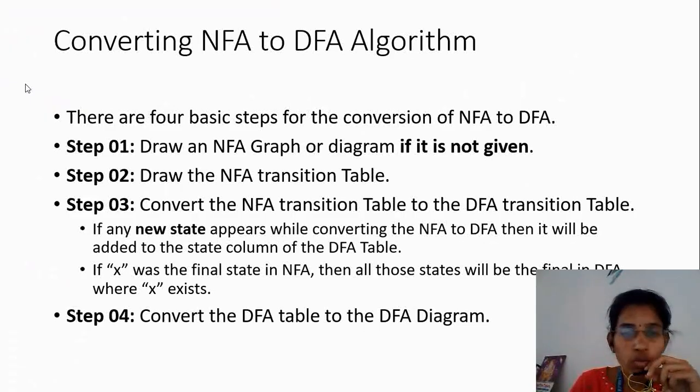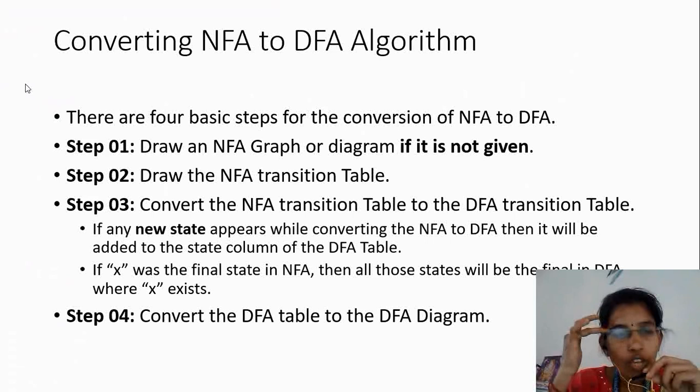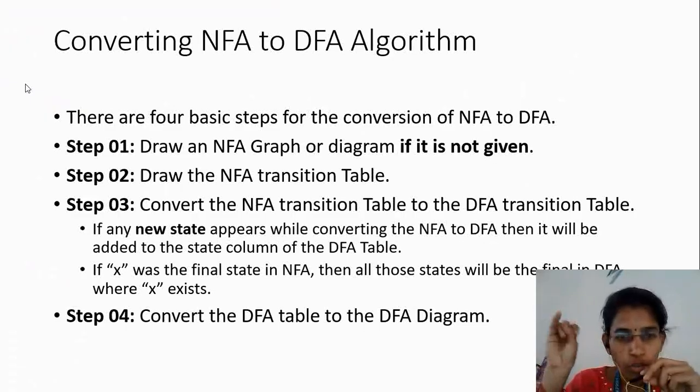Now let's see how to convert a non-deterministic finite automaton into a deterministic finite automaton. We have only 4 simple steps. In step 1, we first draw the NFA for the given condition. For the given grammar, you just draw the NFA. From the NFA, you can easily make a transition table. This is your step 2. So first be clear on your NFA. Both the transition diagram and the transition table are a must to convert the NFA into a DFA.